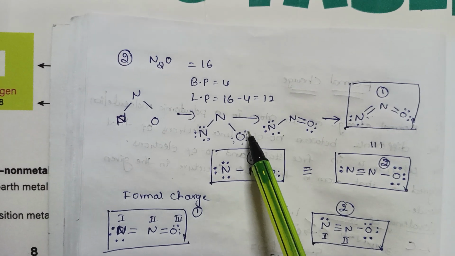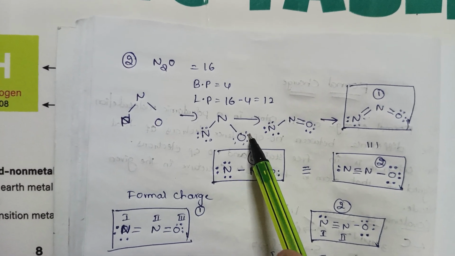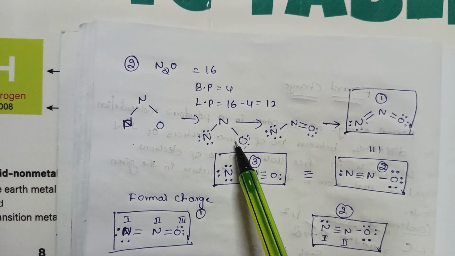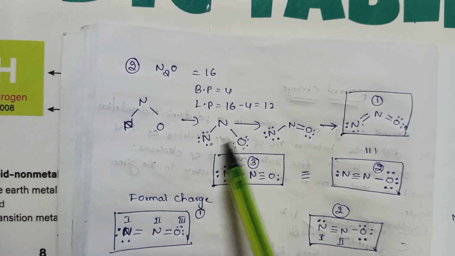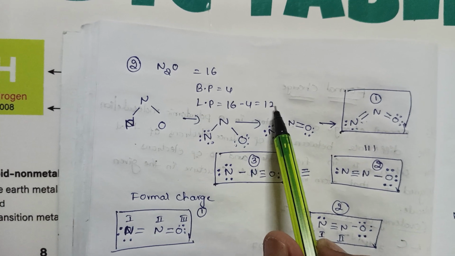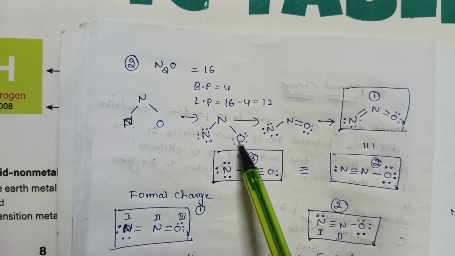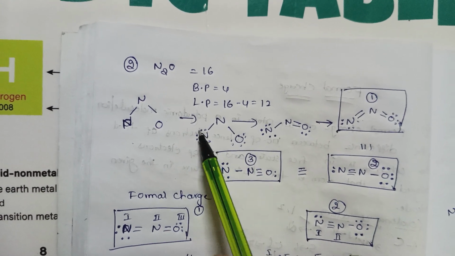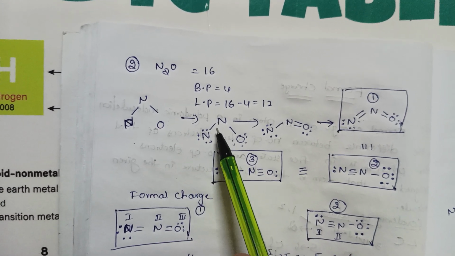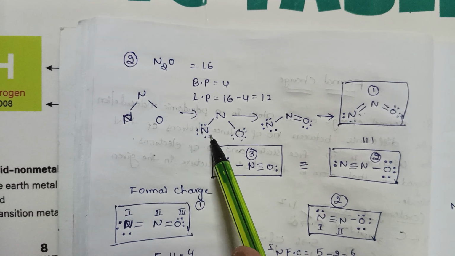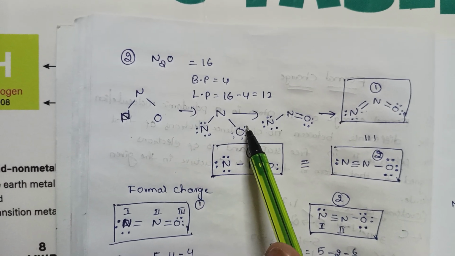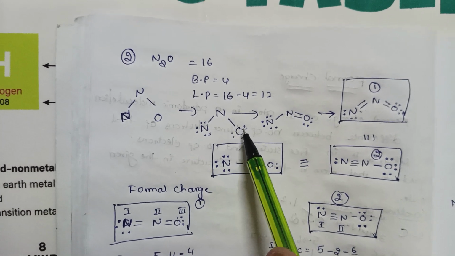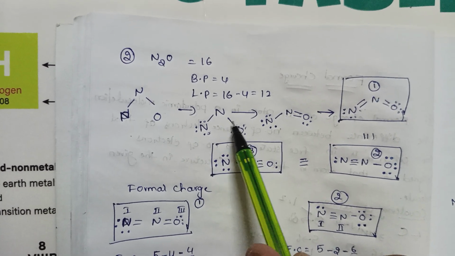First we have to fill these lone pairs for the corner atoms. 1, 2, 3, 4, 5, 6 on each. How many electrons? 12. 12 electrons are used for the corner atoms. Now this nitrogen, 1, 2, 3, 4, 5, 6, 7, 8. This nitrogen satisfies the octet rule. Coming to this oxygen, how many electrons are present? 1, 2, 3, 4, 5, 6, 7, 8. This oxygen also satisfies the octet rule.